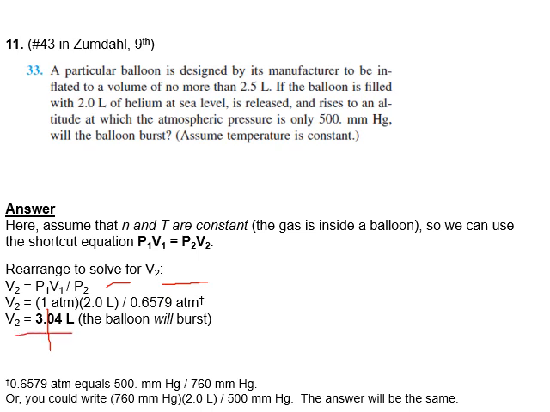It's at this point that we want to look back to what they said at the very beginning. 2.5 liters is its maximum capacity. So if it goes up to 3 liters, it's too much, and it's going to cause the balloon to burst. Next slide.